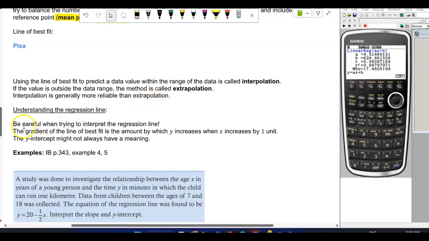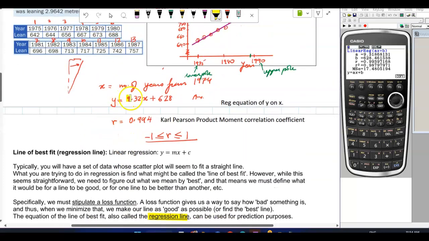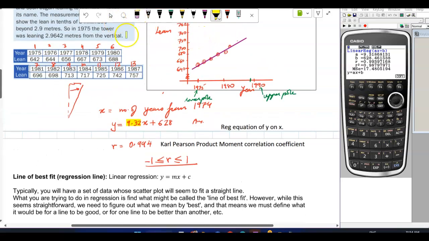So understand the regression line. Be careful when you interpret the regression line. The gradient of the line of best fit is the amount by which y increases when x increases by 1 unit. The y-intercept might not always have a meaning. So in this case, if I ask you to explain in the context of the problem, that's the slope, which means when x changes by 1 unit, y changes by the slope.